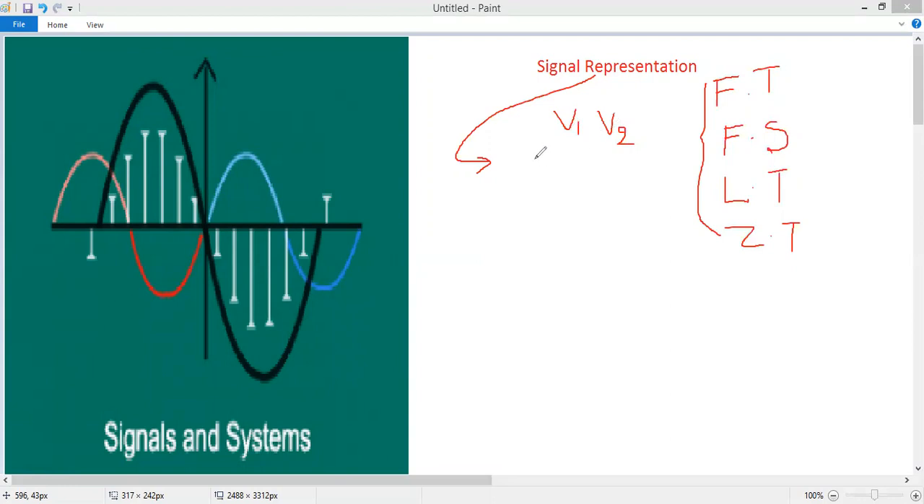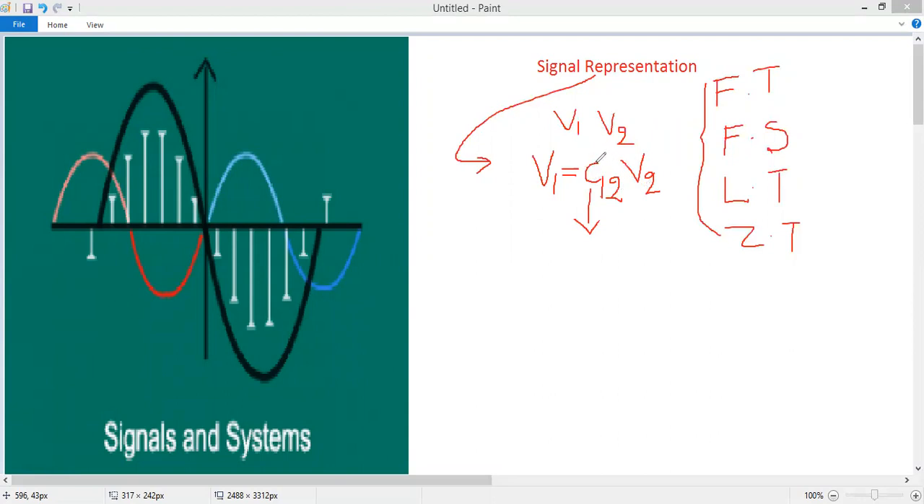Now I am going to write the equation. I'm going to represent vector v1 in terms of v2, so v1 equals c12 v2. Here v1 and v2 are the vectors. What about c12? This is the correlation coefficient. The 1 indicates vector number 1 and the 2 indicates vector number 2.